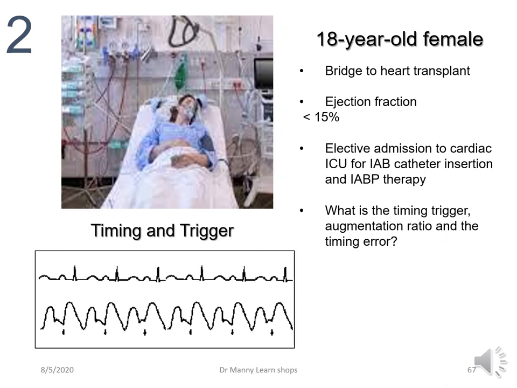Then you've got an 18-year-old female with cardiomyopathy, and she's a bridge to heart transplant. Her ejection fraction is currently less than 15%, she's on major vasopressor therapy, and she was electively admitted to the cardiac ICU for a balloon catheter insertion and intra-aortic balloon counterpulsation therapy. Look at the ECG and look at the counterpulsation waveform. What's the timing? What's the augmentation ratio? And is there a timing error?